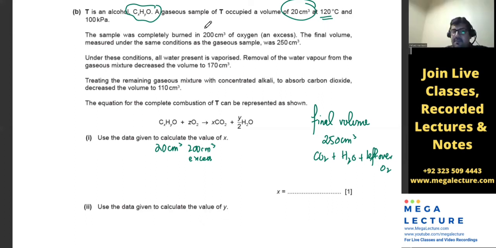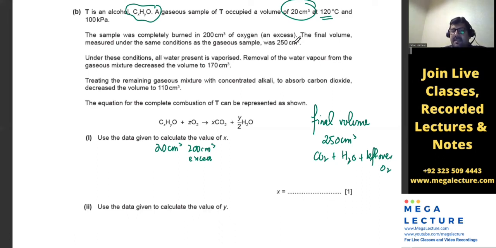He's saying that the sample was completely burned in excess oxygen, right? And the final volume was measured under the same condition as the gaseous sample was. Saying that the conditions are the same. Because with gases, if you change the conditions, then the volume will change. Even if you don't do anything, gases can expand and they can compress, right? So which is why they always mention that the conditions are the same.